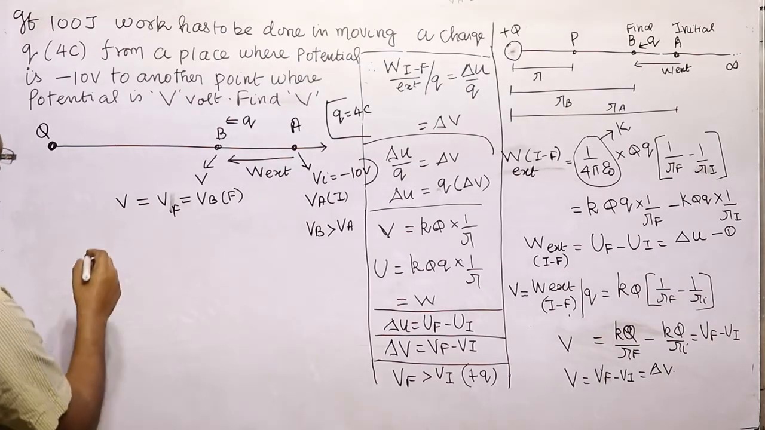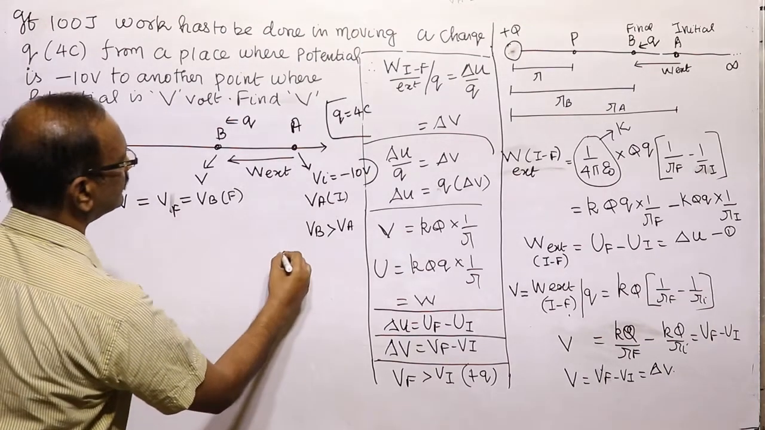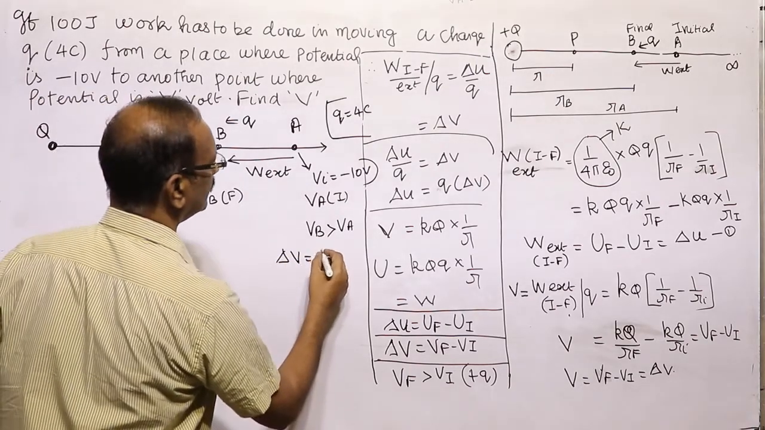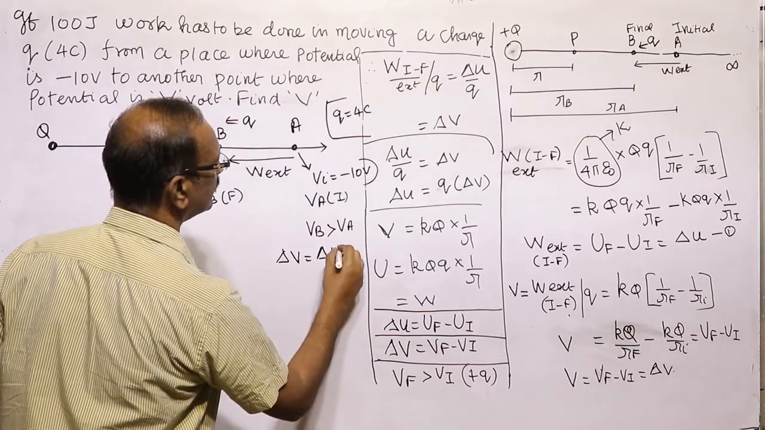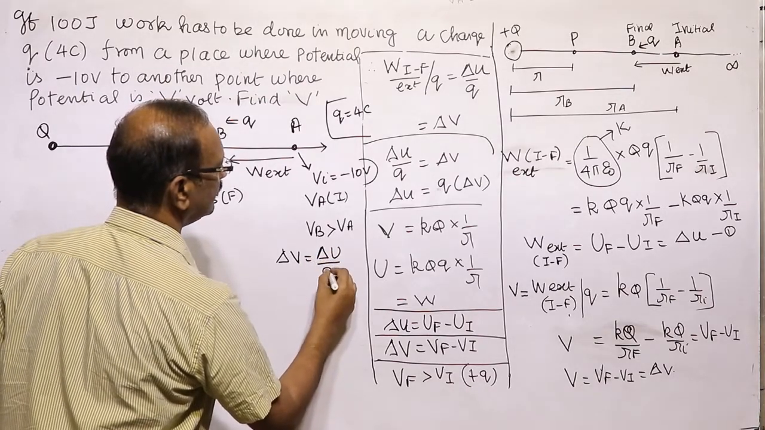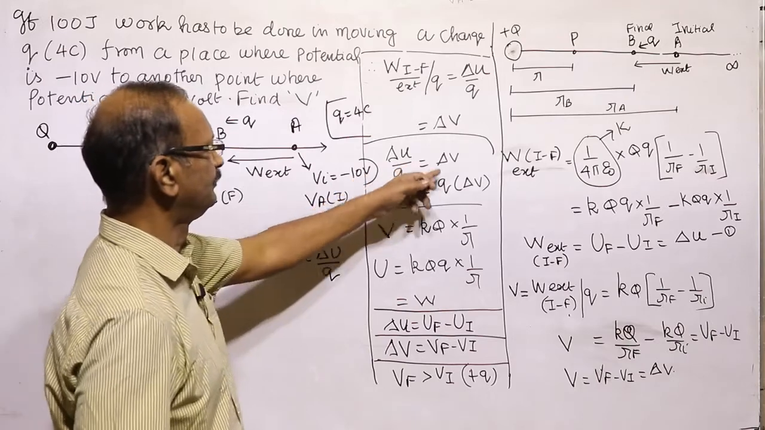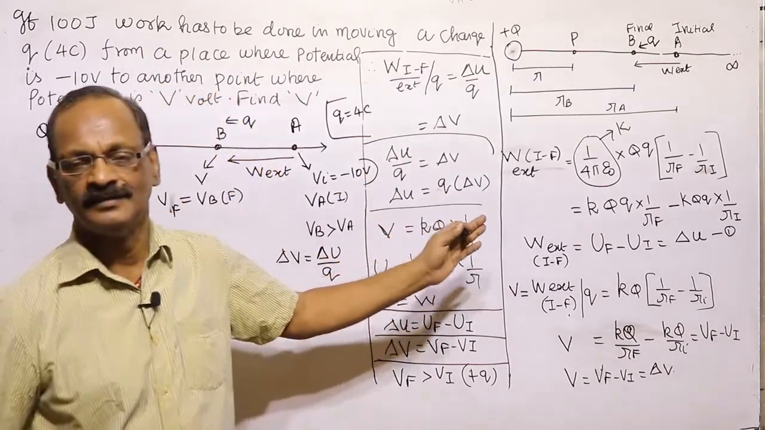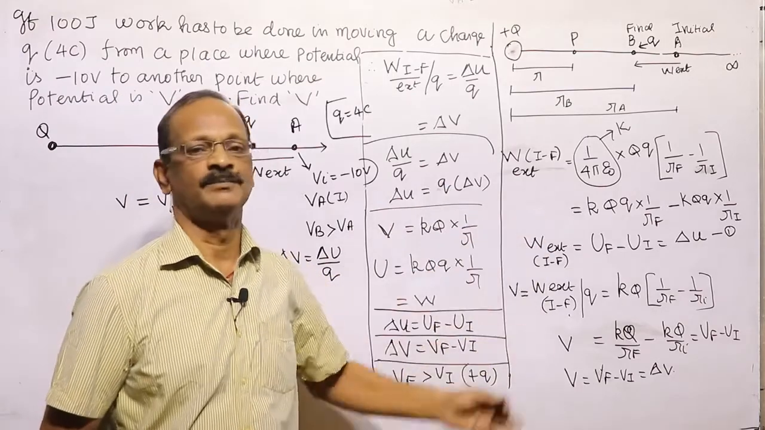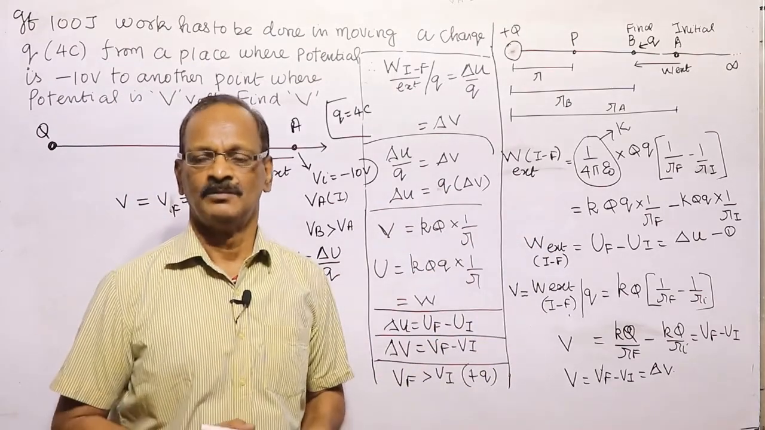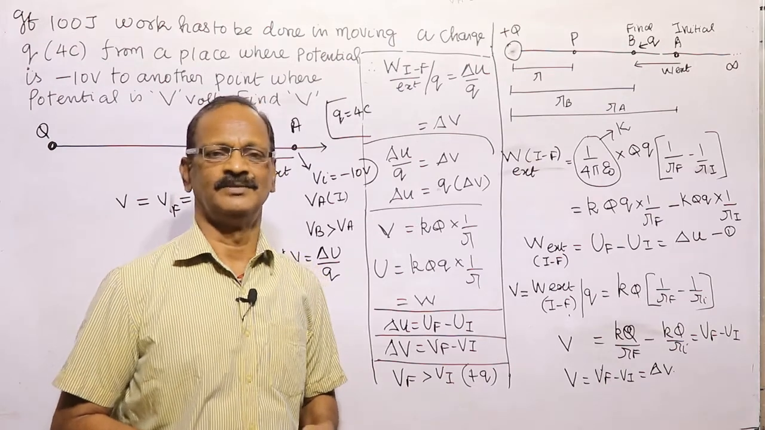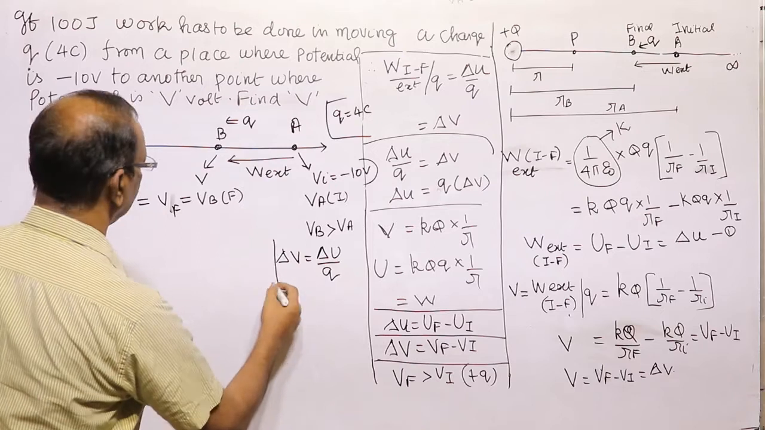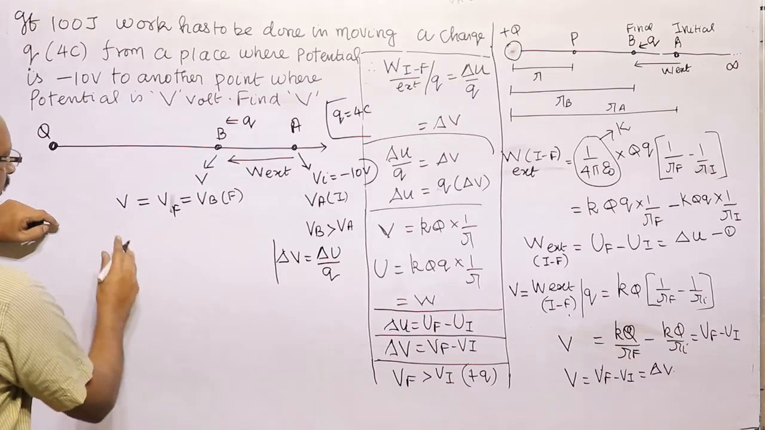We have the relation: change in potential is equal to work done, that is change in potential energy, divided by Q. This is a very important relation. If you are not understanding this one, you will be confused with potential energy, potential, potential difference, everything. So this is given by this relation, which is what we have to find out.